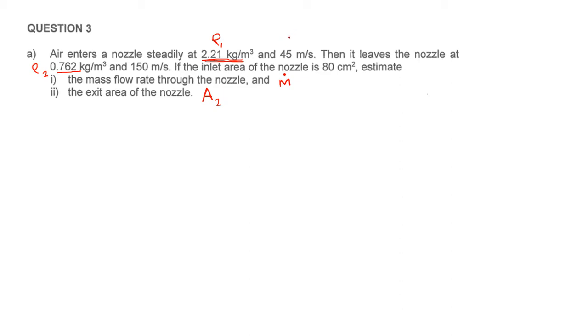Okay, what else do you have? 45 meter per second. What is this? Velocity. V1. Okay, good. And what else do you have? V2, 150. Okay, good. Here is V2. And what else? Nozzle area. What is nozzle area? A1. So what is A1 equal to?